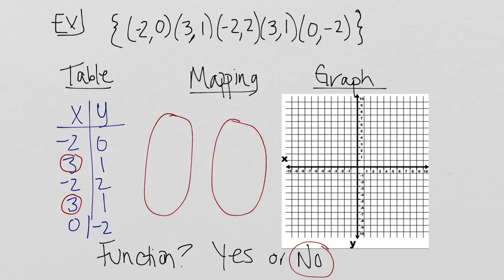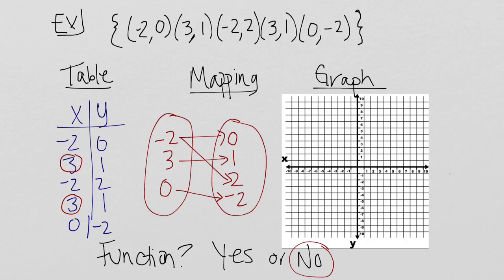No repetition going on. So we're going to put -2, 3, and 0. So there's 2 -2's, 2 3's, and a 0. So we're not going to repeat the others. And then on the other side, we got 0, 1, and -2, and +2. So 0, 1, 2, and -2. Don't repeat your 1. And we're just going to draw arrows. -2 goes to 0, 3 goes to 1, -2 goes to 2, 3 goes to 1 again, which we already have the arrow for, so you don't need to draw it again. And then we have 0 going to -2.